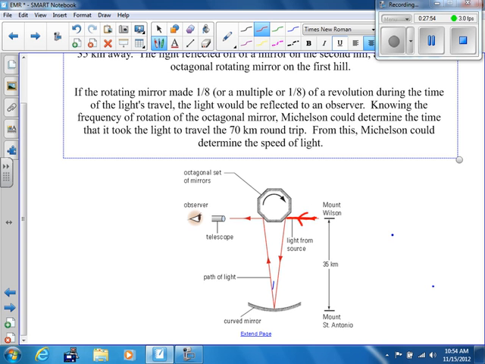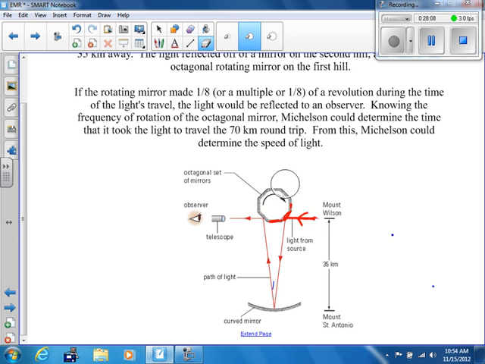Each side of this octagon has a mirror on it. So there's a mirror here, a mirror here, a mirror here, and so on. And it's rotating, they got it rotating clockwise here, although it doesn't really matter which way it's rotating. If the beam of light reflects off of that octagonal set of mirrors at just the right time, then it will reflect down here and come over here to Mount San Antonio and hit another mirror, a curved mirror, on this hill 35 kilometers away.